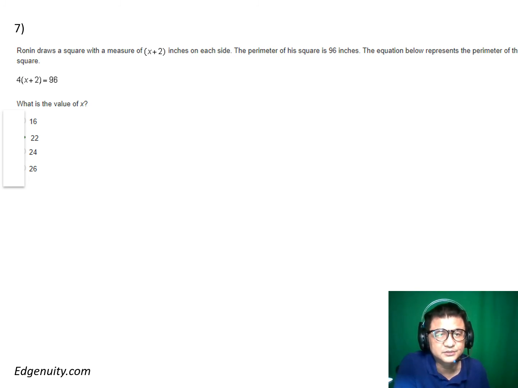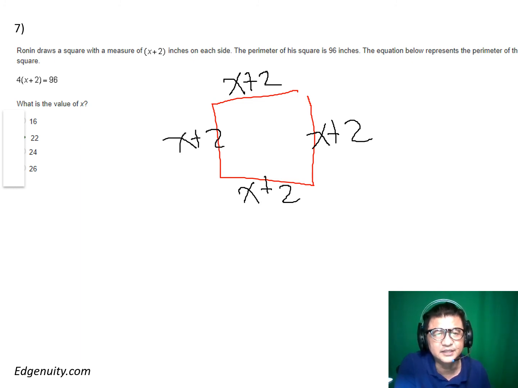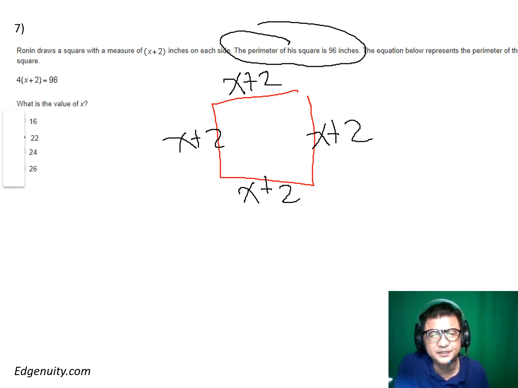Ronin draws a square with the measure of x plus 2. Okay, draw a square. And each side is what? X plus 2. X plus 2. X plus 2. And x plus 2. All right. It's telling you now that the perimeter is 96. What do you mean by perimeter? Meaning that if you add this side plus that side plus that side plus that side, the total is 96. Okay? That's continuous addition. The equation below represents the perimeter.